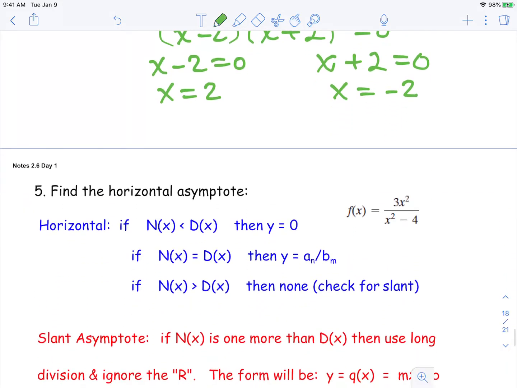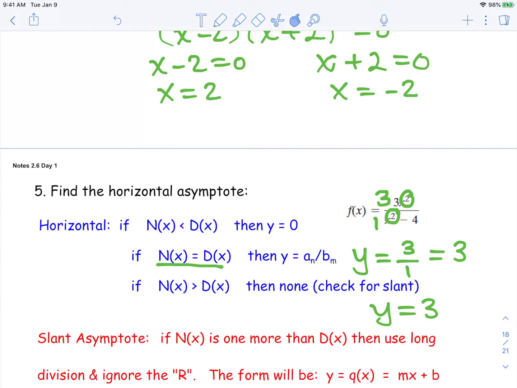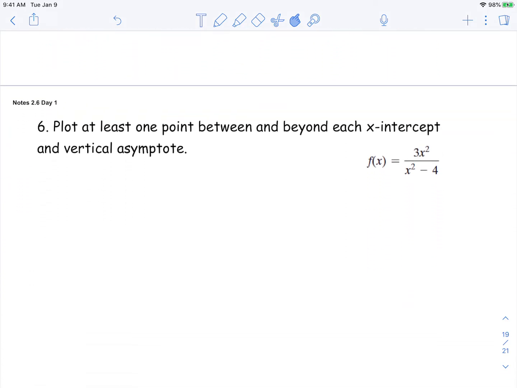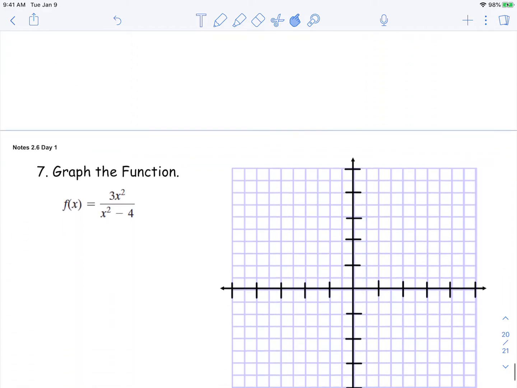The next step is your horizontal asymptote. So we're looking at the degree of the numerator and the degree of the denominator. They are the same. So we think about the leading coefficients 3 and 1. We have to divide them. So we have a horizontal asymptote at y equals 3. We're going to skip 6 for now and come back to it. We're going to start to graph all of the pieces to our function.